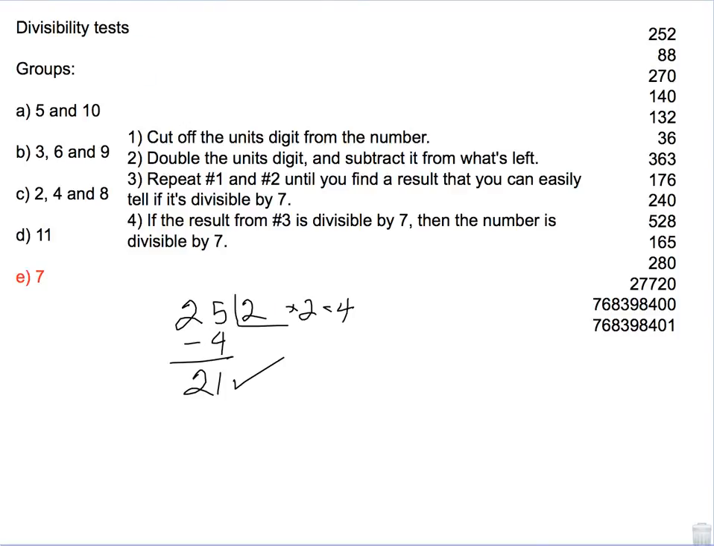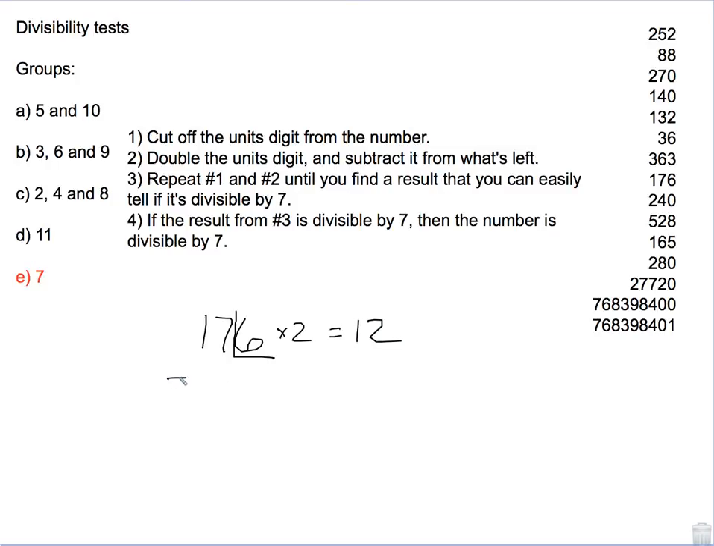Let's take another number, and perhaps we'll get one that does not work. So let's take the number 176. So if we double the 6, we'll cut off the 6. We'll double the 6 and get 12. We'll subtract the 12 from 17 and get 5. So 176 is not divisible by 7.